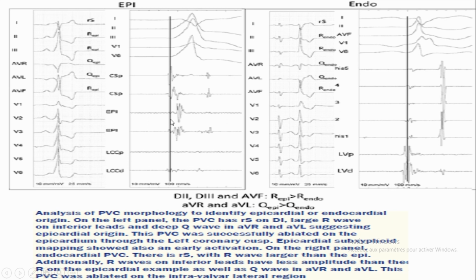Another trick to recognize the epicardial origin of PVC: there is a large R wave in leads D2, D3, and aVF, and a large Q wave of the PVC in leads aVR and aVL, compared with the PVC from the endocardium.